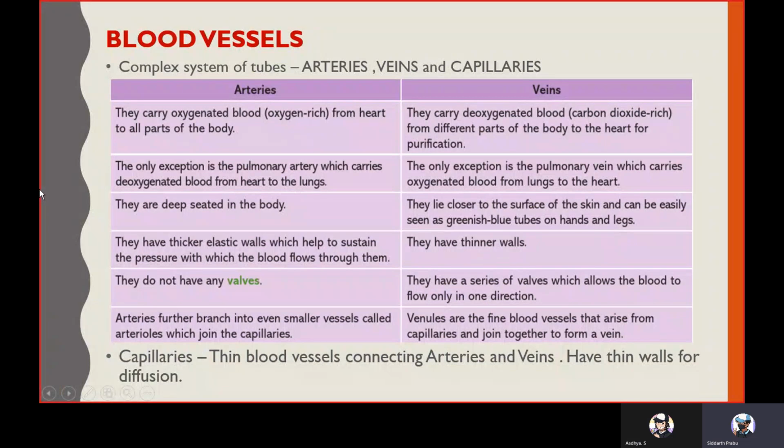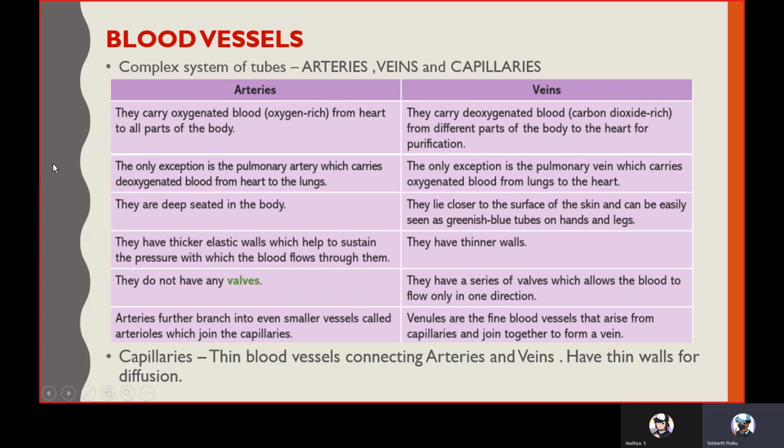Blood vessels. A complex system of tubes: arteries, veins, and capillaries. Difference between arteries and veins. Arteries. They carry oxygenated blood, oxygen rich, from the heart to all parts of the body. The only exception is the pulmonary artery, which carries deoxygenated blood from the heart to the lungs.